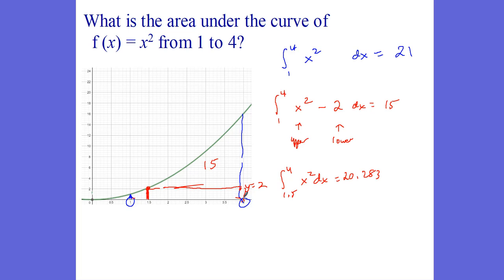And think about right here, y equals 2. We have 1.5 all the way to 4. So 4 minus 1.5, we have a little rectangle here times 2. Ends up giving me 5. We take away 5 right here. And we end up getting approximately 15 again.